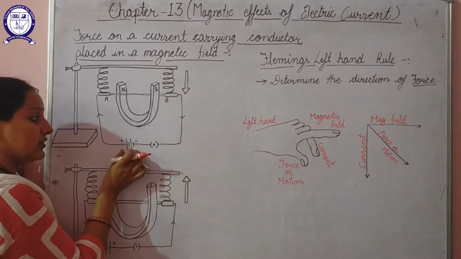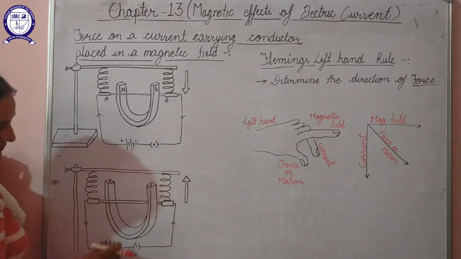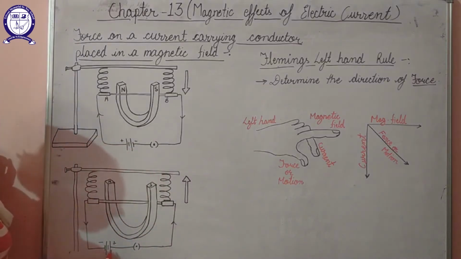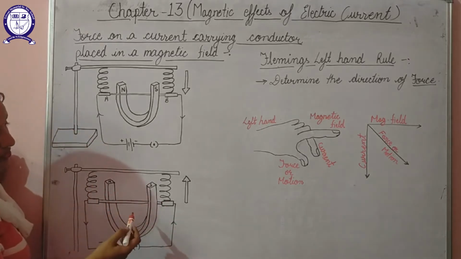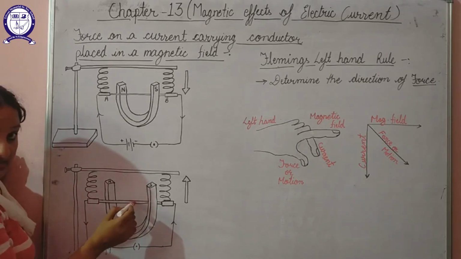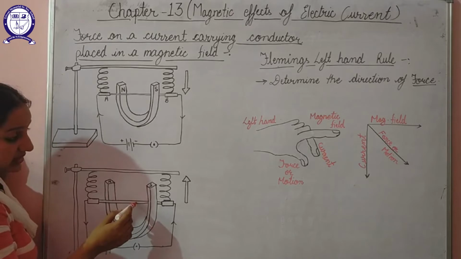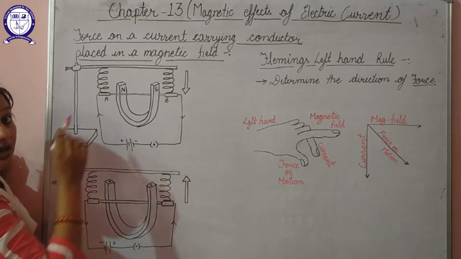Then we reverse the polarity of this battery. Suppose here we have reversed the polarity of the battery. Now the direction of current gets reversed, so here the direction of current will be like this. The same arrangement is there. Now what was observed is that when the key was turned on, the rod this time gets displaced in the upward direction.